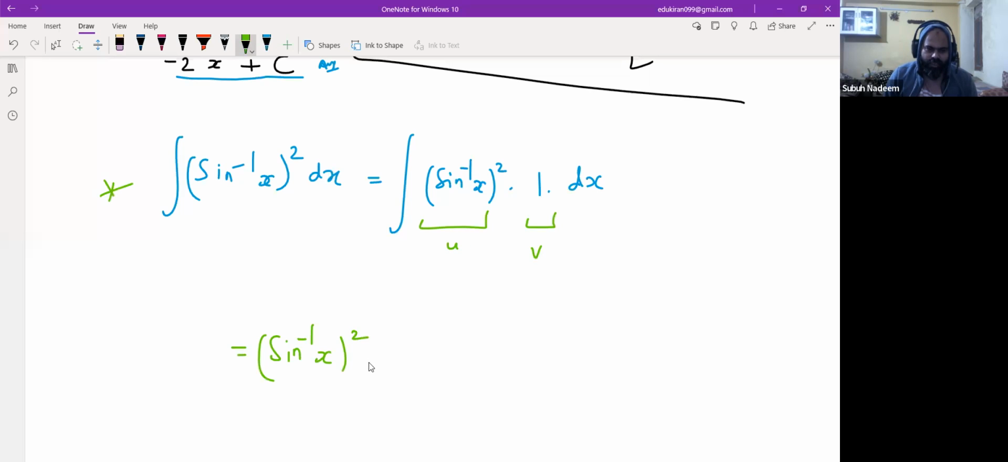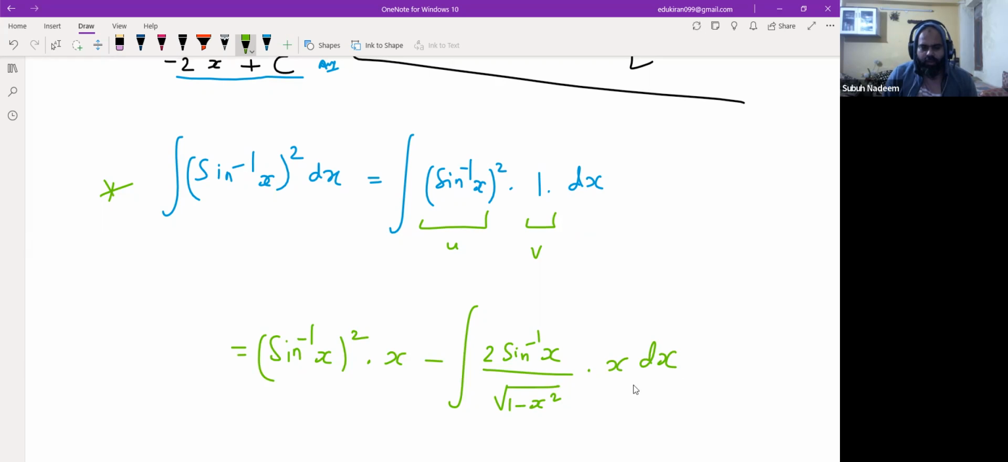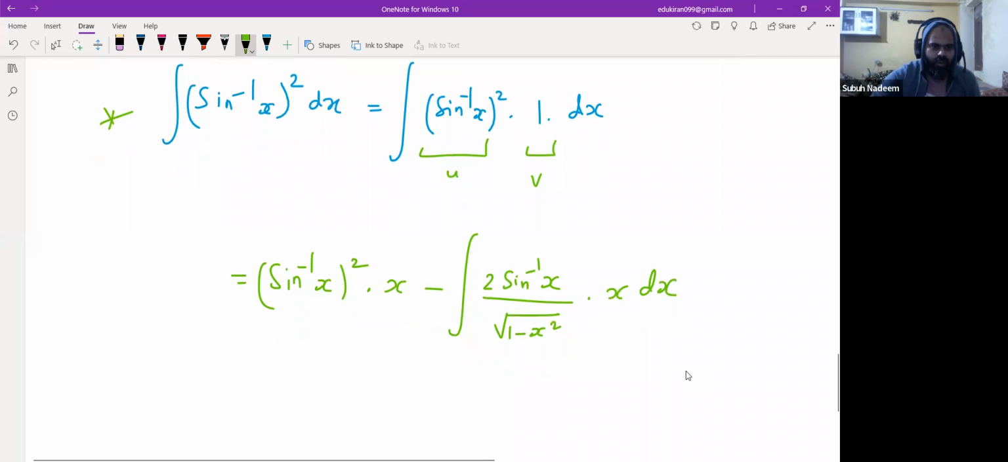The first function, integral of 1 is x, minus integral. Derivative of sine inverse x whole square will be 2 sine inverse x, and derivative of sine inverse x by chain rule is 1 by root over 1 minus x square, into integral of x dx. Now further you can apply the chain rule again. This will take some time, but it can be done, though it will be a little difficult to analyze in between how you have to do by parts. But this is a method.